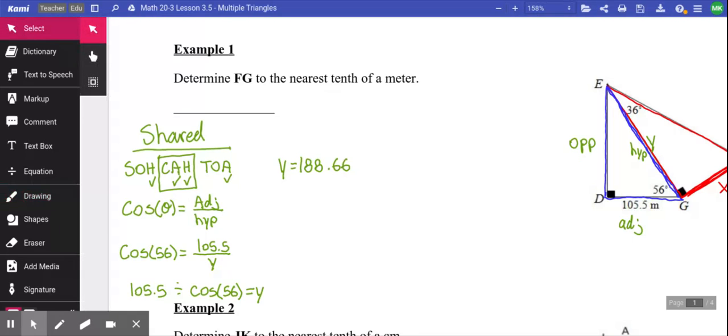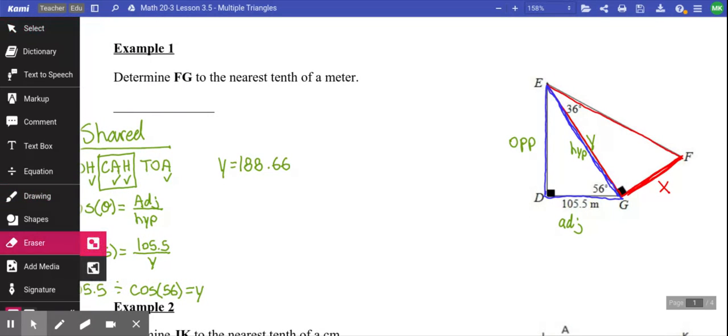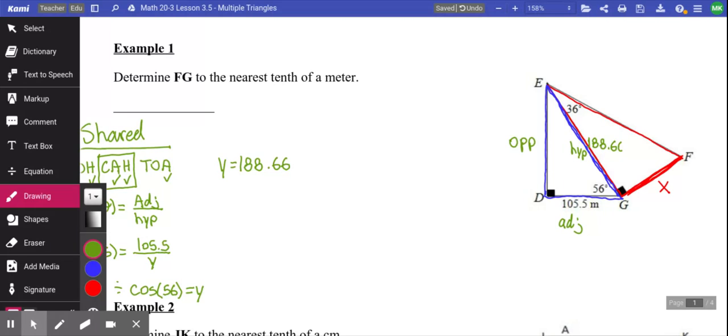I'm going to go back to my triangle. I'm going to realize that this y is no longer y. It is 188.66. And then I'm going to do the question all over again, but with the red triangle only. So I need to relabel my triangle. I need to redo Sohcahtoa. I need to re-choose a formula, right? Like you're redoing the whole process.